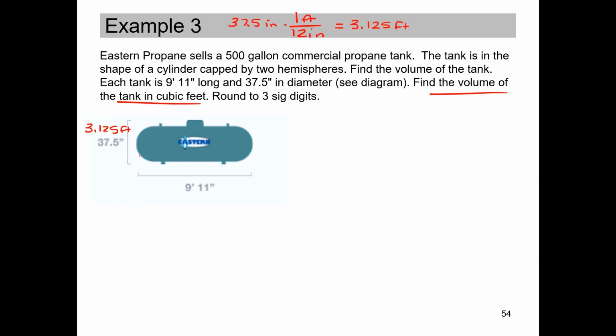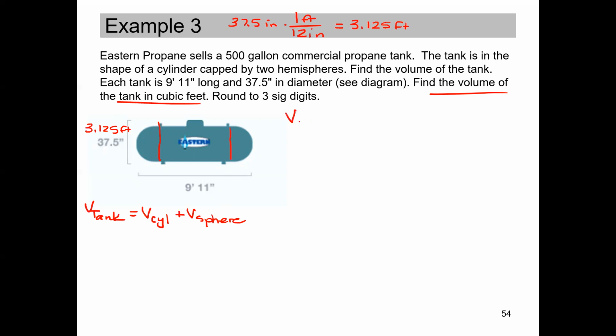Now this tank's whole length is 9 foot 11 inches. So I'm going to cut where my hemispheres are. These 2 together are going to be 1 sphere. So when I'm trying to find the volume of the tank, I'm going to need to find the volume of the cylinder in the center, right here, plus the volume of the 2 hemispheres, but together they'd make a sphere. So the volume of the sphere. So I'm going to need those 2 things.